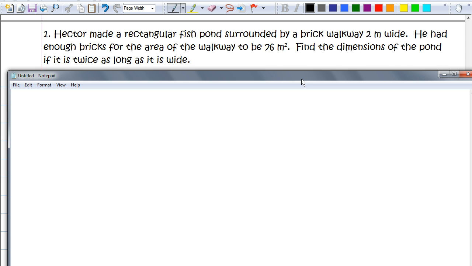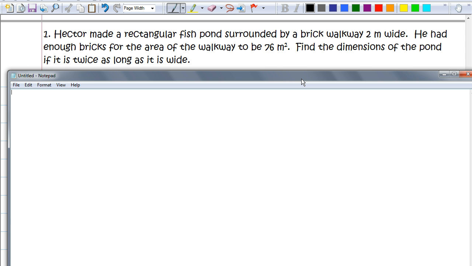Okay, so number 1, who would like to read number 1 for us? Go ahead, Jason. Hector made a rectangular fish pond surrounded by a brick walkway 2 meters wide. He had enough bricks for the area of the walkway to be 76 meters squared. Find the dimensions of the pond if it is twice as long as it is wide.